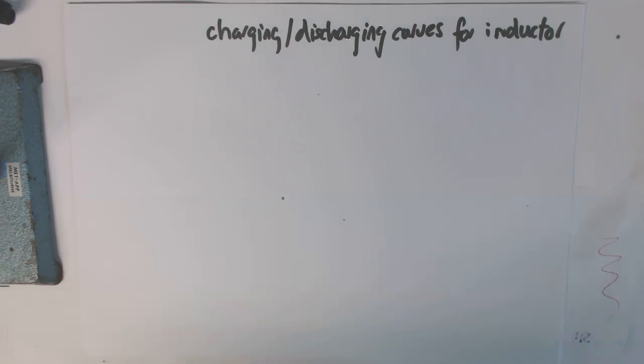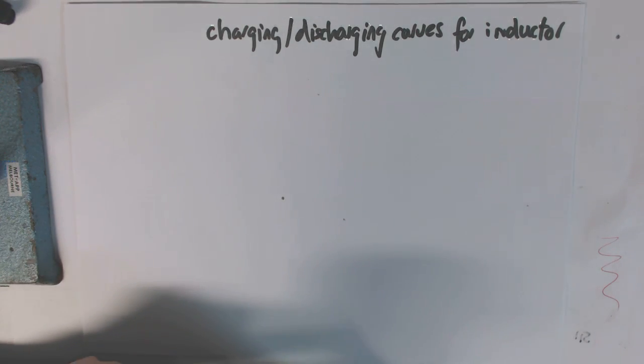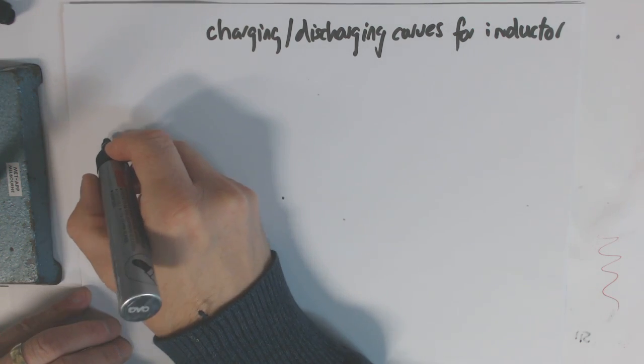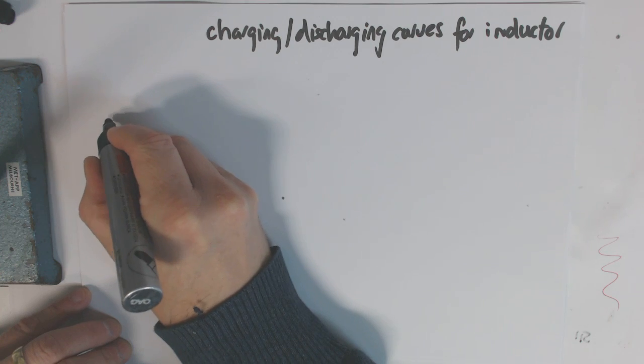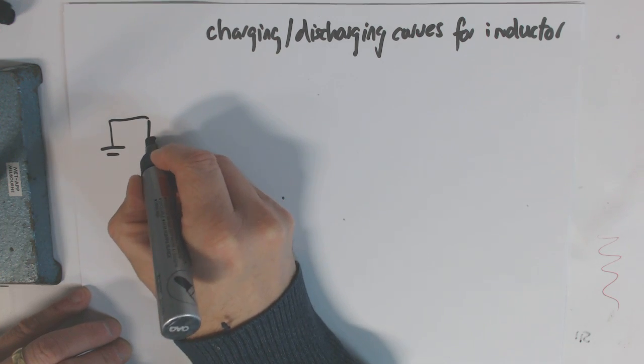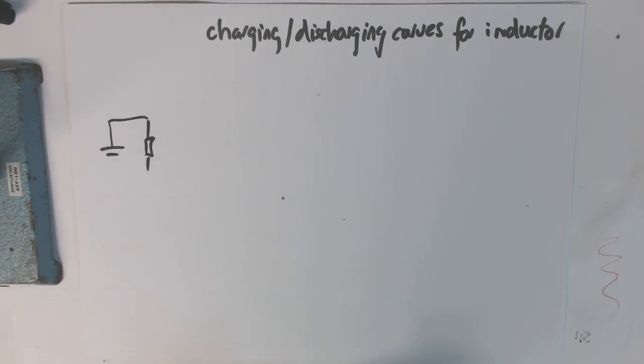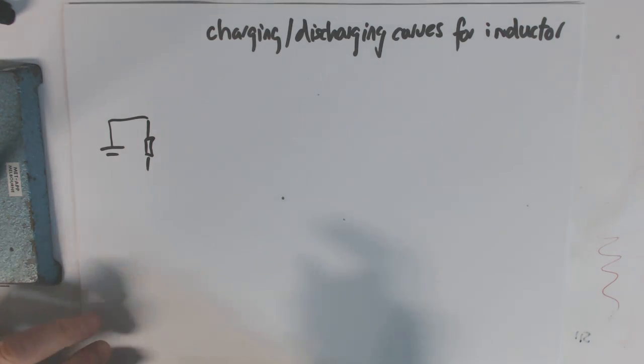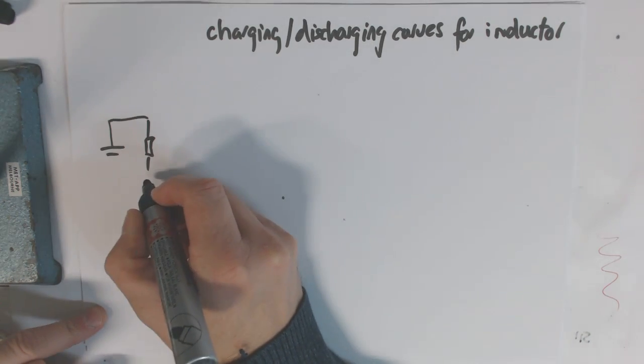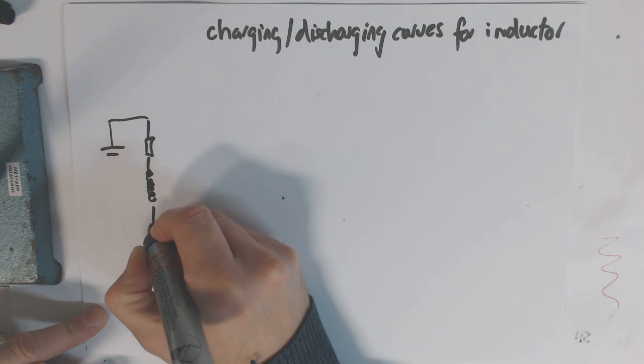Okay, charging and discharging curves for an inductor. If you have looked at the capacitor charging and discharging curves, these are going to be fairly familiar. The circuit will start with charging curves. We just go to EMF, resistance. It may not even be a resistance separate from the inductor. The inductor has its own resistance, and we can model that in series with the coil.